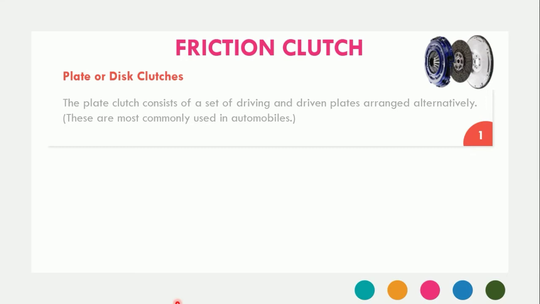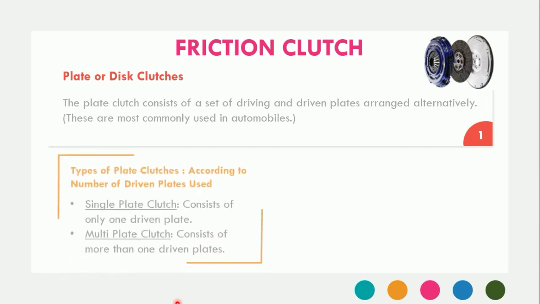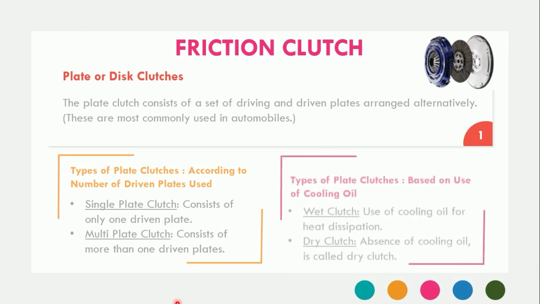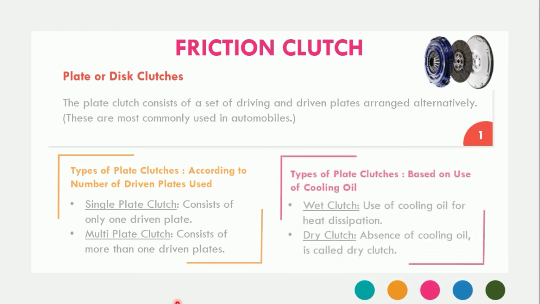Now this plate clutch gets further classified according to the number of driven plates used. If you have only one driven plate in your clutch, then that clutch is called a single plate clutch. And if you have more than one driven plate, then that type of clutch becomes a multi-plate clutch. This is one classification based on the number of driven plates used, and on the other side it is classified based on the use of cooling oil. What kind of cooling medium you are using determines how the clutch is classified.